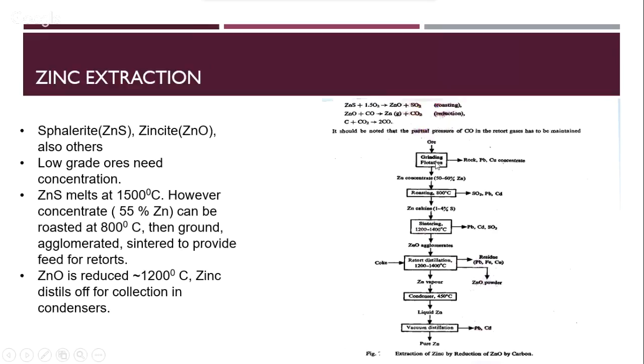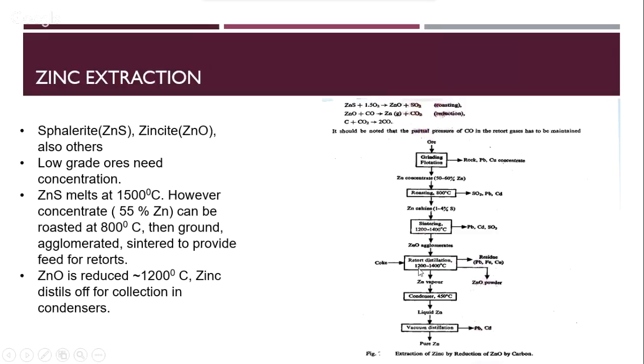So the steps, if you really see, in the vertical retort that is mentioned, that's the setup we use for zinc extraction. There is grinding and flotation, which is the concentration method. Rock, lead, and copper concentrates are generally taken out at grinding flotation, and then you end up getting zinc concentrate. This zinc concentrate is then roasted. When roasting, SO2 comes out, and you get zinc calcine. Then a process called sintering happens, where lead, cadmium, and SO2 impurities are taken out. You end up getting zinc oxide agglomerate.